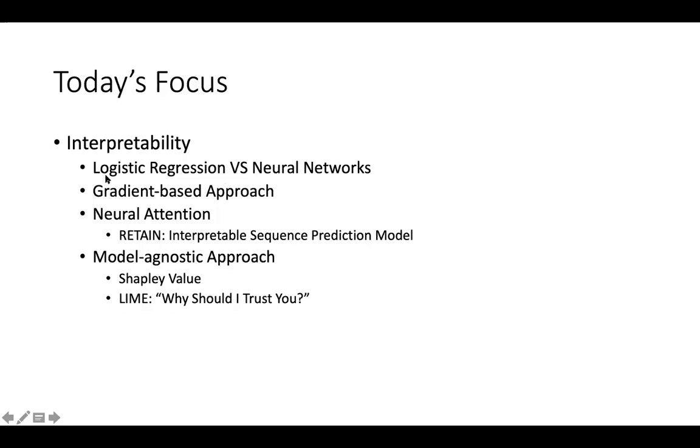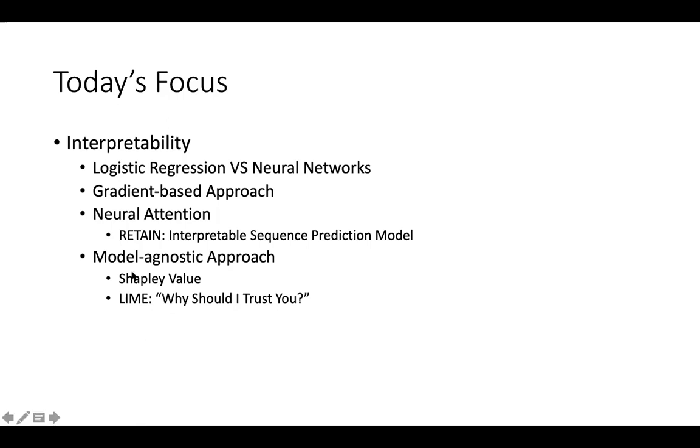And then, in my opinion, as far as I'm concerned, there are mainly 3 techniques for making a model interpretable, or trying to explain away what the model is doing. So one is gradient-based approach, and the other 2 are neural attention models. Attention models are also often used to understand what the model is doing. And the third is model agnostic approach.